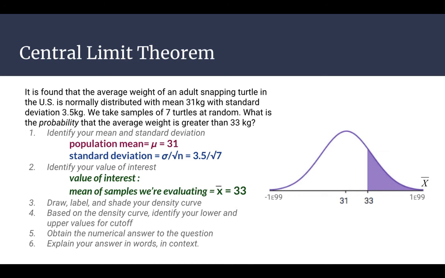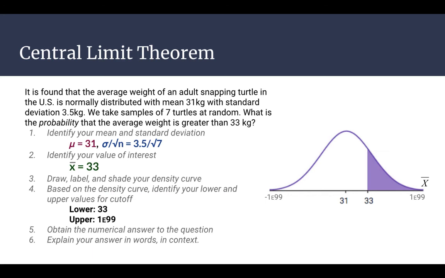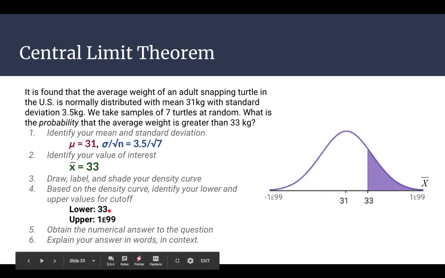So in step 4, when we're talking about based on your density curve, identify your lower and upper values, we are interested in where the shading starts and where it ends. So in this particular case, my shading starts at the value of 33 and it ends at positive infinity. So my lower is going to be 33 and my upper is going to be 1E99.